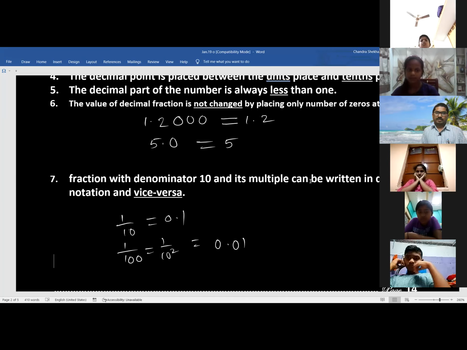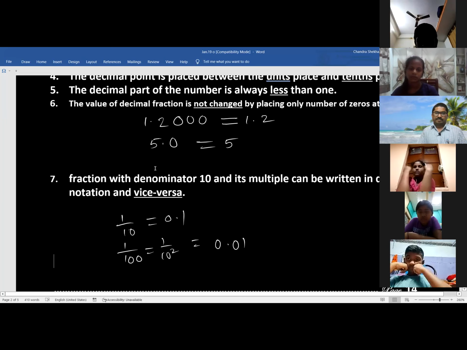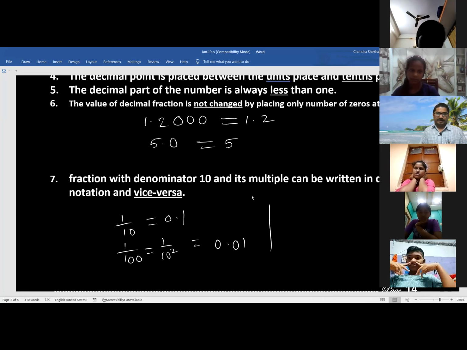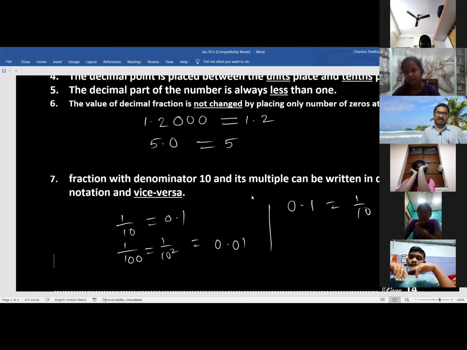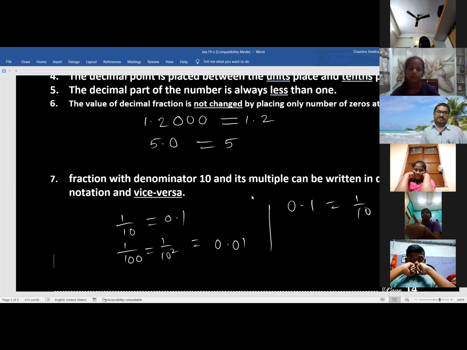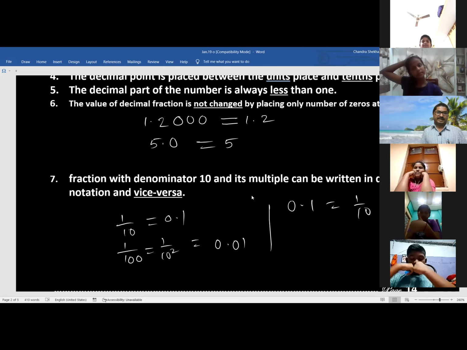Sir, what is "vice versa"? Vice versa means it can be written from this side to that side, or that side to this side; either way it is correct. That is, 0.1 is equal to 1/10. Vice versa means this to that, that to this. That is called vice versa.